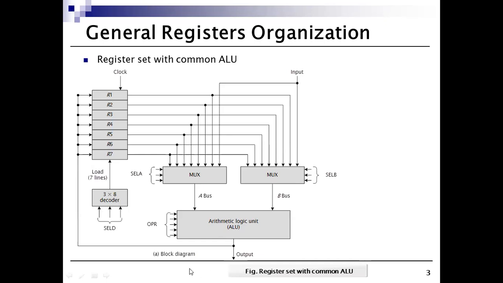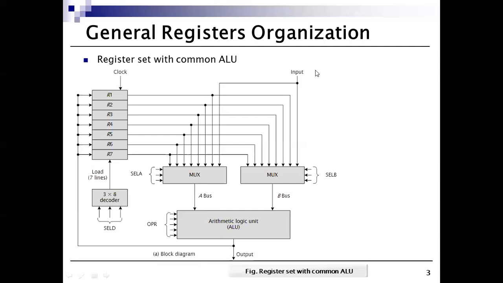So here a bus organization has been shown with 7 registers, named register R1 to R7. Okay, total 7 CPU registers are shown here. And this is your ALU, arithmetical and logical unit. Now it performs operations between the registers.